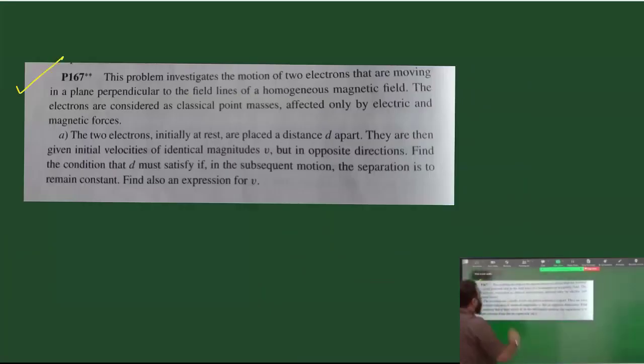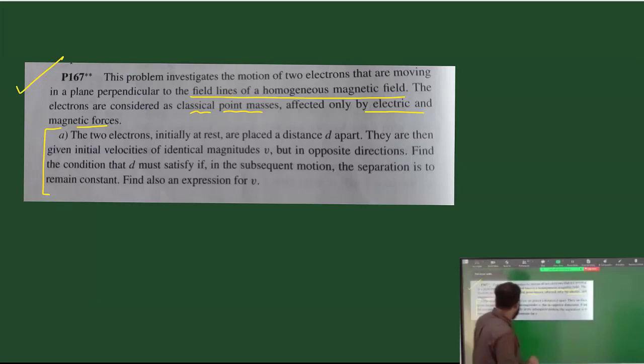The problem says, you can read it, this problem investigates the motion of two electrons that are moving in a plane perpendicular to the field lines of a homogeneous magnetic field. The electrons are considered classical point masses, affected only by electric and magnetic forces. Now, the first part of the question, a standard JEE problem. The two electrons, initially at rest, are at a distance small d. Then they are given initial velocities of identical magnitudes but opposite direction.